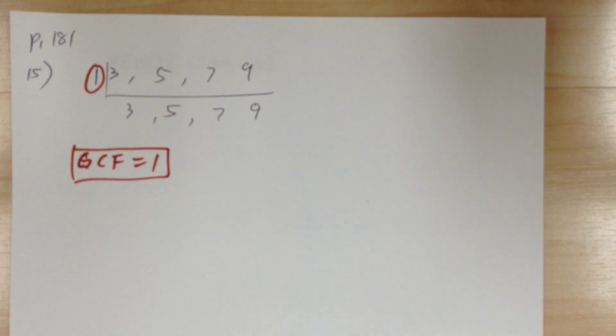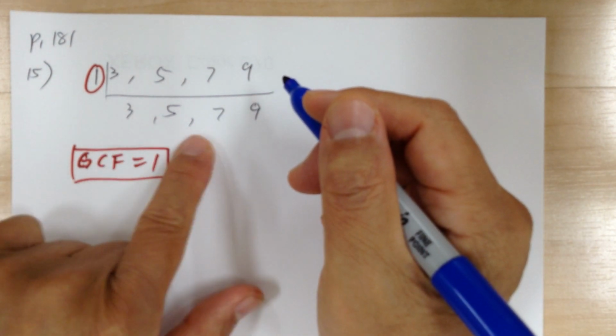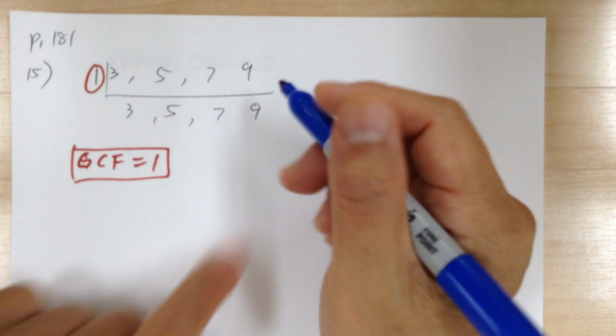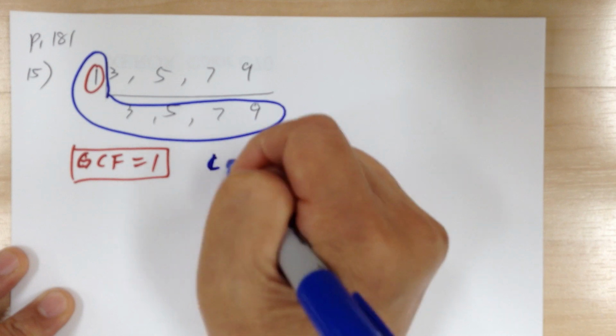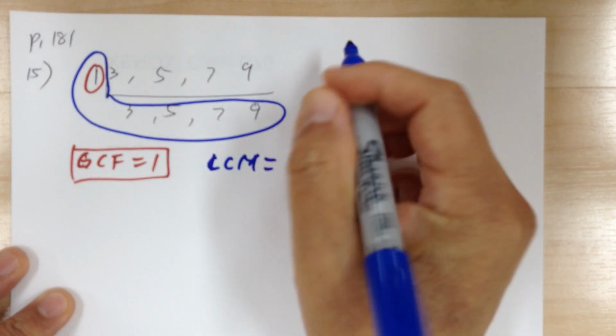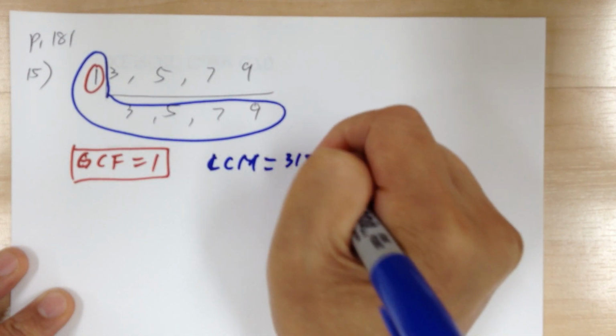Okay, and now your LCM. You have to check if any two can divide; if so, you have to keep going. But all of these cannot, so that means your LCM would be that. So for the LCM, you multiply all of these together, and you get 315.